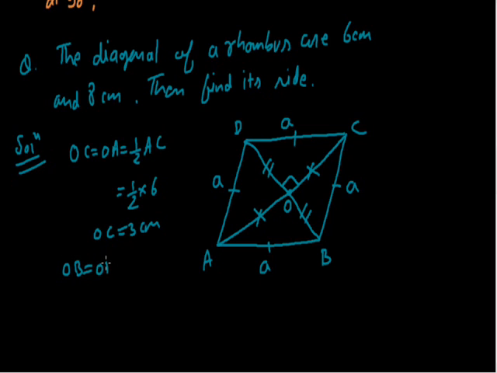OB equals OD equals half of BD, that is half. The second diagonal is 8 centimeter. So half into 8, that is 4 centimeter. So we can say that OD equals 4 centimeter.